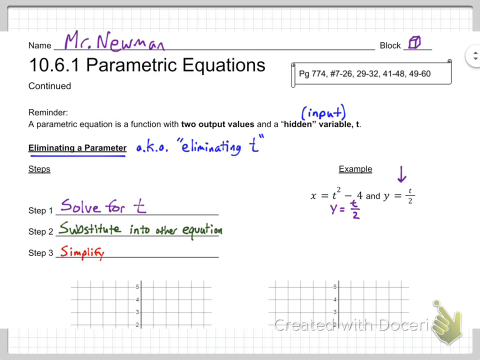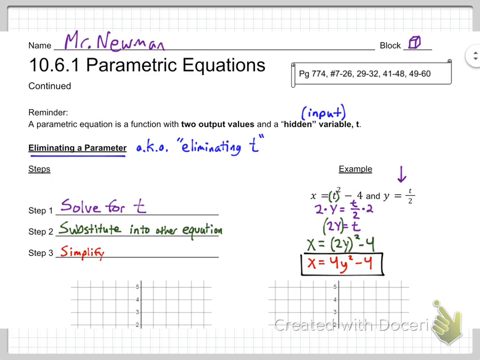So we're going to solve for t, multiply by 2 on both sides, and we get 2y equals t. Now I'm going to take that and substitute that back into the other equation. Since 2y is equal to t, instead of t, I'm going to write 2y squared. So x equals 2y squared minus 4, and then we have to simplify it, so we get x equals 4y squared minus 4. Notice that right there is an equation. It does not have t, and it's not written in terms of y, so it's not a function per se. This is not a well-defined function in terms of x and y here, but the original parameter is.